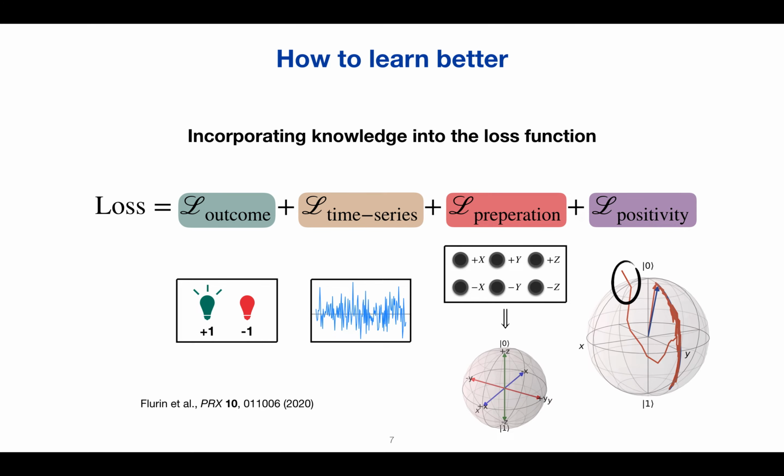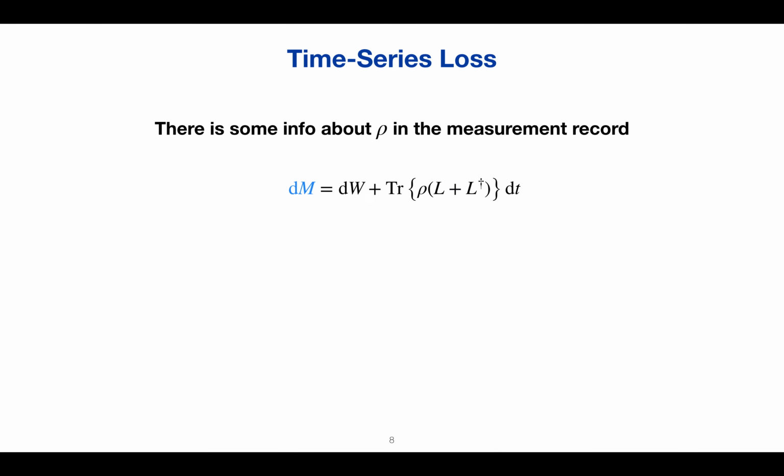So let's look at the time series loss component in more detail. There is some information about the state of the qubit that is hidden inside the time series voltage data, but it is quite hard to distinguish from the stochastic noise. Indeed, the random increment is of the order of square root of dt, whereas the deterministic part containing the information is scaled by dt, which can be orders of magnitude smaller.